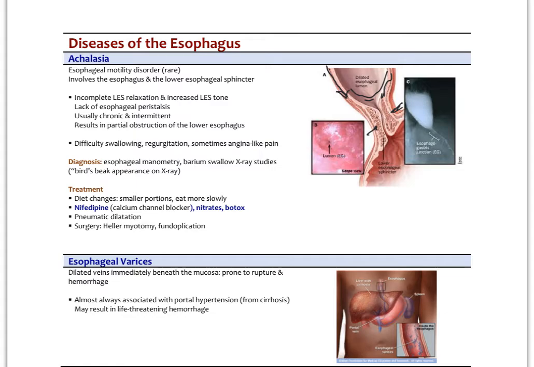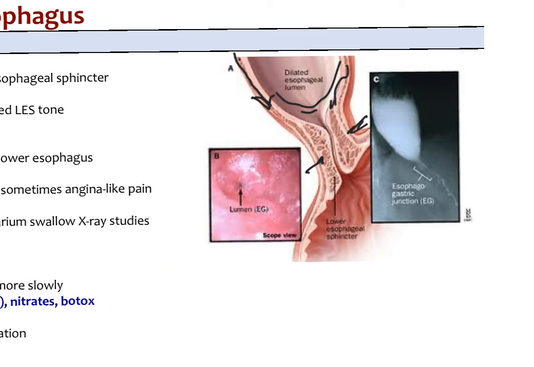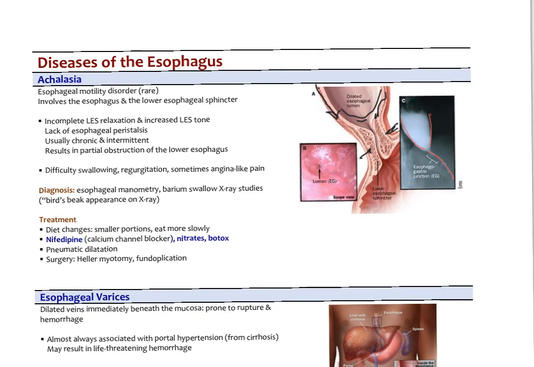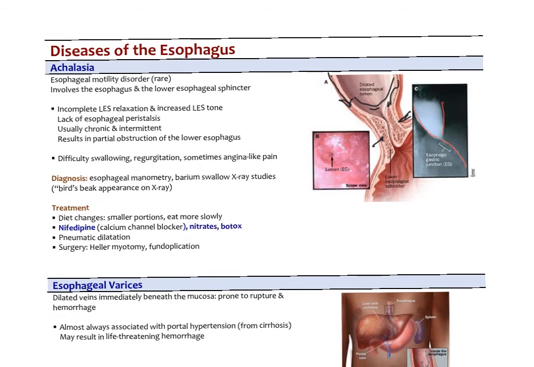So if you look, for example, at this barium swallow x-ray, you see what they call a bird's beak appearance. This is the barium up here in the esophagus, throwing it out in the red here. It's all getting trapped. And this is the lower esophageal sphincter right here. Notice it's very constricted. That's a classic finding in achalasia. So there's going to be difficulty swallowing, regurgitation, sometimes chest pain, angina-like. The diagnosis is going to be using the barium swallow x-rays, but also something called esophageal manometry, which is able to measure the pressure in the esophagus to see if that's increasing.